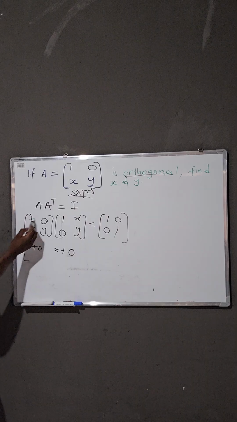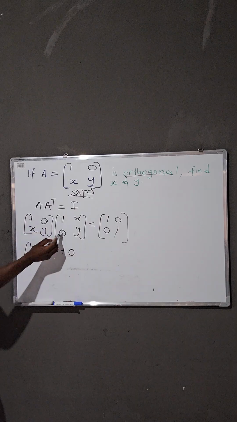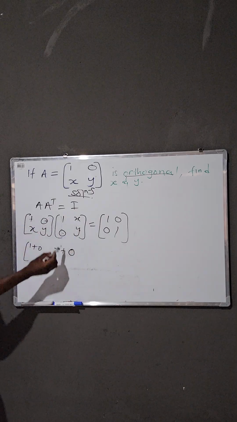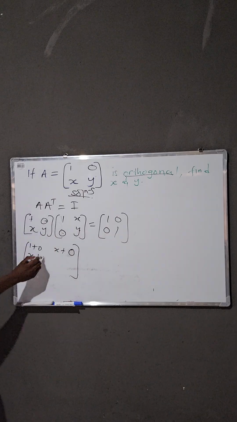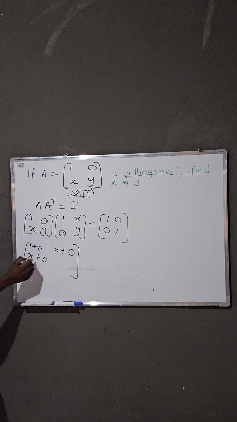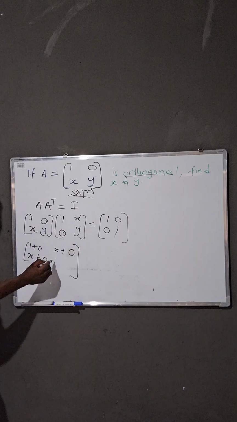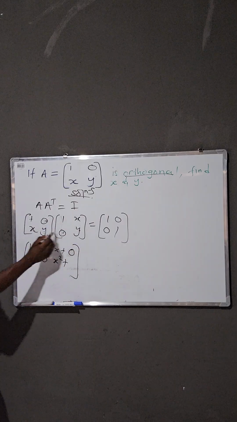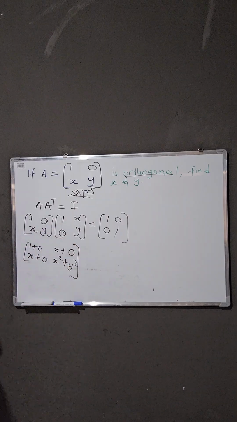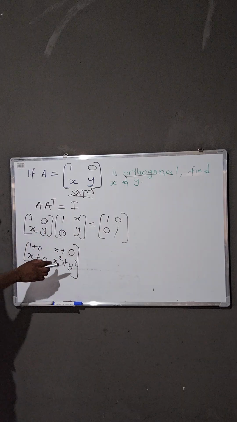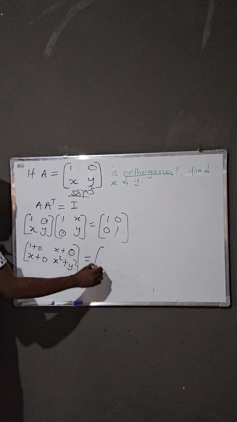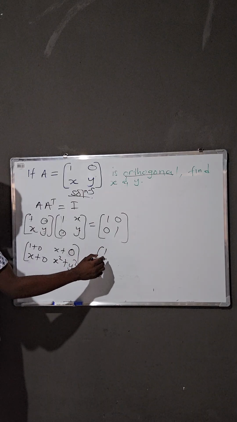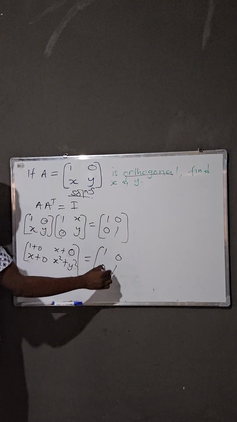Hope you've seen this and that. Then from here you have x times 1 is x plus y times 0 is 0. Then you have x times x is x squared plus y times y is y squared. So this is what we've gotten if we multiply the two matrices. And then this will be equated to the identity matrix, so 1, 0, 0, 1.